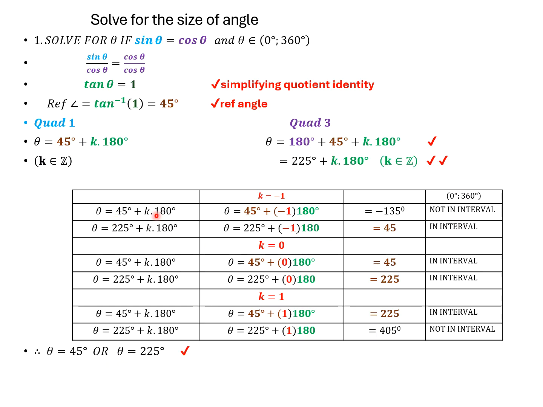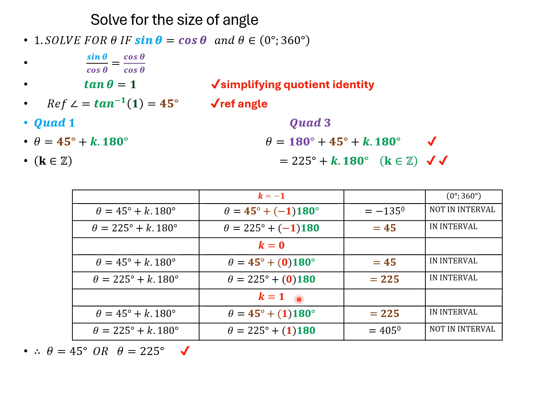So if I take 45 plus k times 180, if I put in minus 1 in the place of k, I have minus 180 plus 45, gives me minus 135, which is not in that interval. If I take 225 plus k times 180 and I put in minus 1, I get 225 minus 180, which gives me 45, which is an answer in the interval. Right, for the second one, if I choose k equal to 0, theta would equal 45 plus 0 times 180, which gives me 45 degrees. And there 225 plus 0 times 180, 225 plus 0 gives me 225, which also falls between 0 and 360.